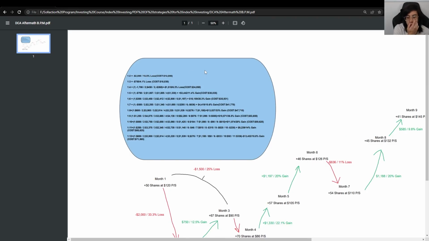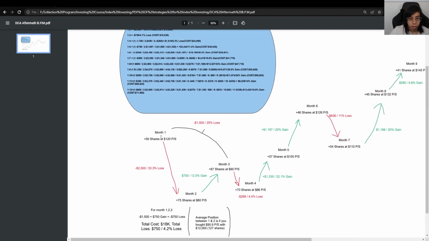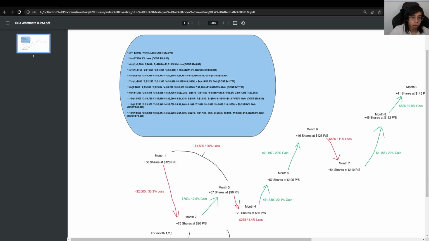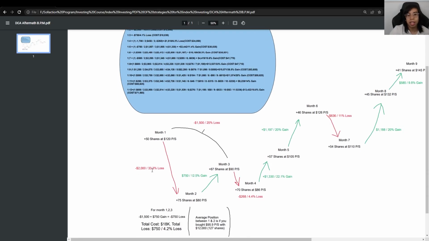And some of you might be saying, how is that possible? Well, it's simple. We bought 50 shares here, right? But then when the price went down to 80 a month later, you bought again. You bought 75 shares. If you add the total of what you put in, it would be $12,000. So in reality, if you factor in a $2,000 loss on a worth of $12,000, that's only a 16% loss compared to 33%. See, and this is the value of dollar cost averaging.